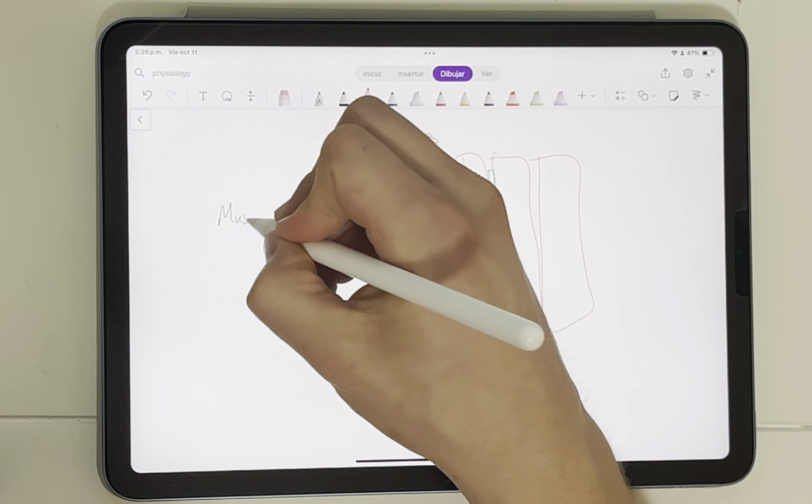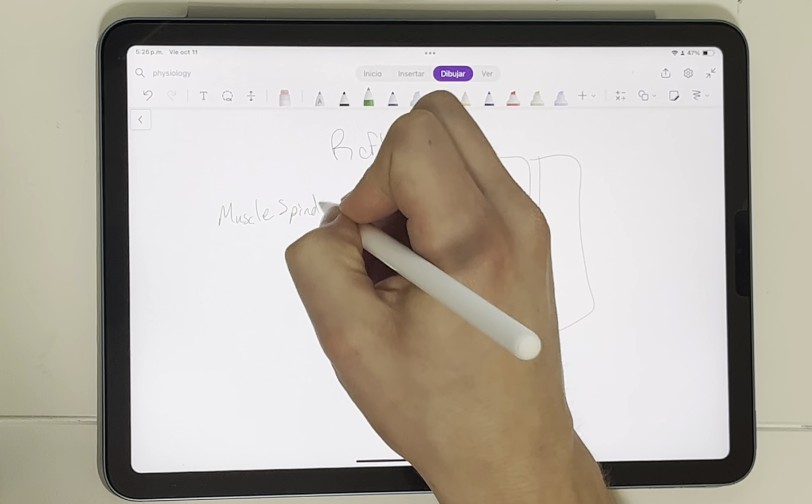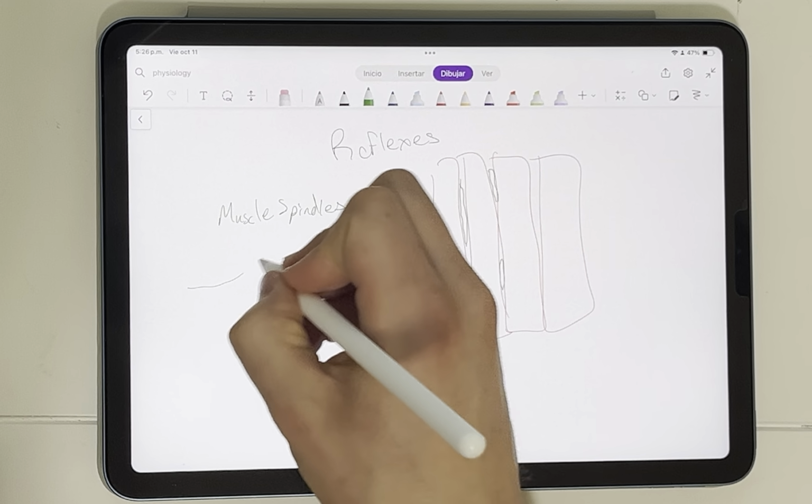And here, not running the full length of a muscle, we have muscle spindles. So there are two types of muscle spindles.